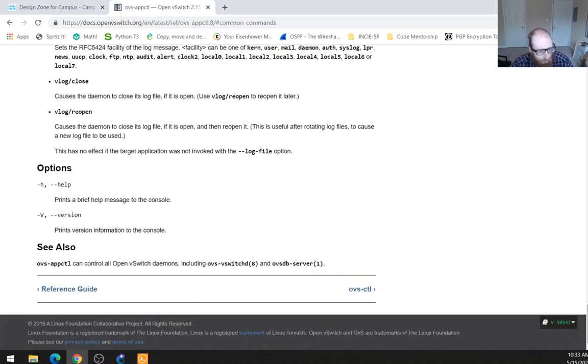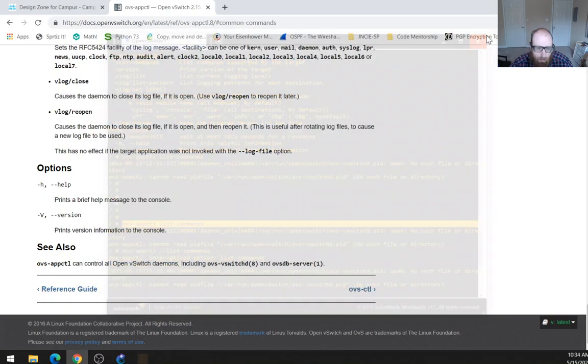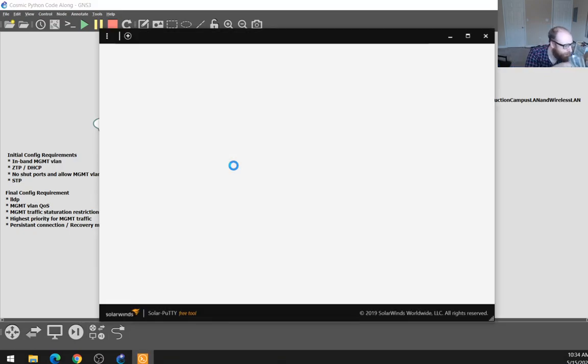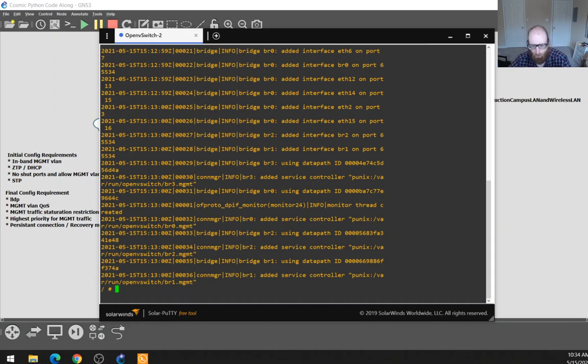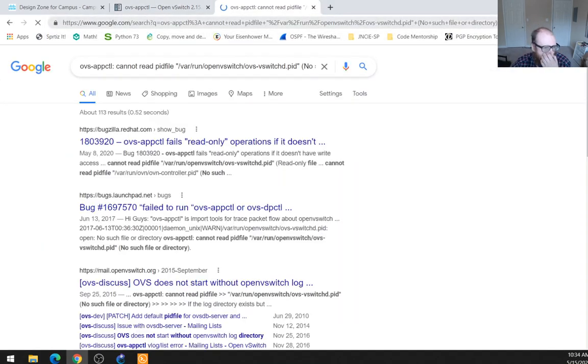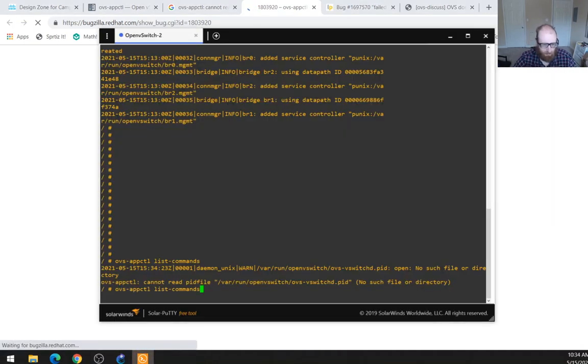Okay, let me try this command on a different device. I might have messed it up by entering in extra things. Nope. Oh, maybe I need to do start.